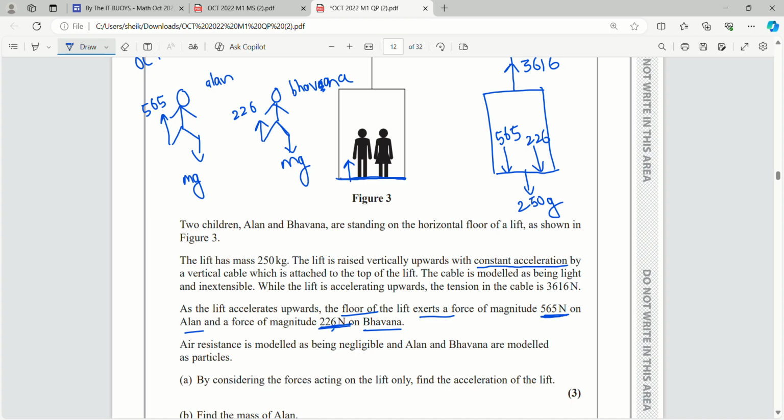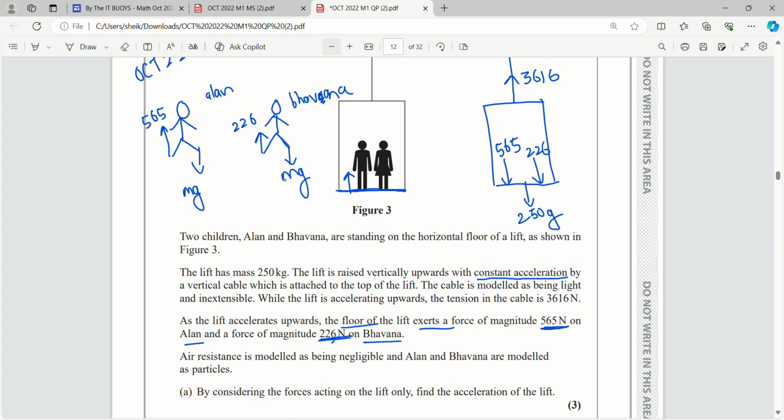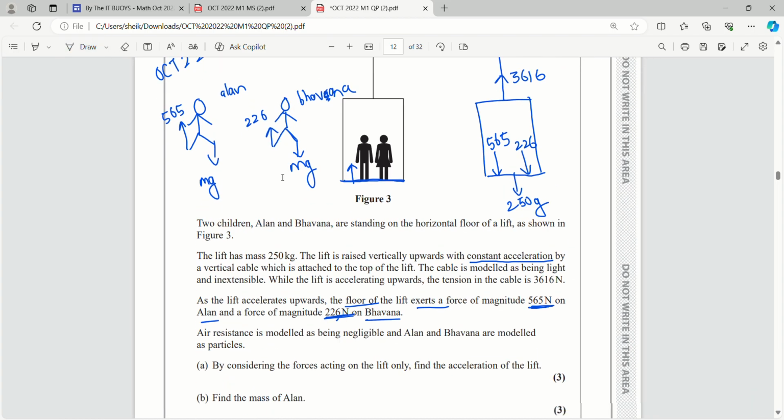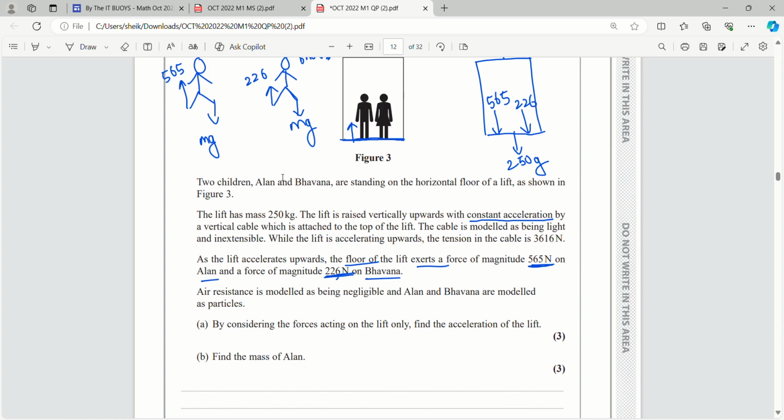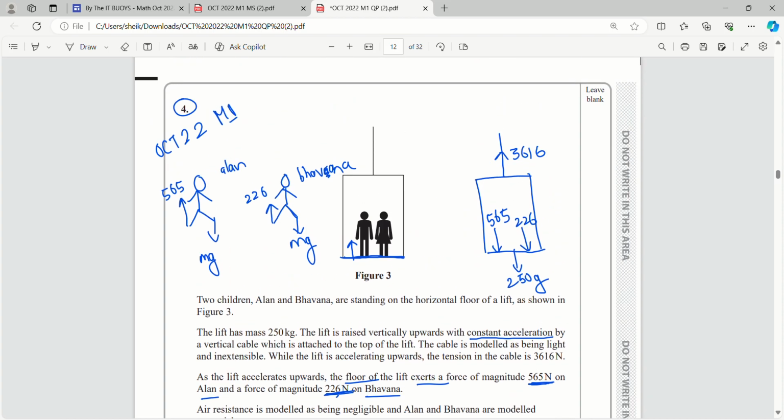It must be balanced. So if the lift is giving them the normal reaction force of 565 and 226, they will be providing those forces respectively back to the lift, alright? So the 565 and 226 will go on both diagrams. Normal reaction forces go on both objects, alright? By considering forces on the lift only, find the acceleration of the lift. I have diagrams drawn that consider forces on the lift only, and then I have diagrams for Bhavana and Alan.